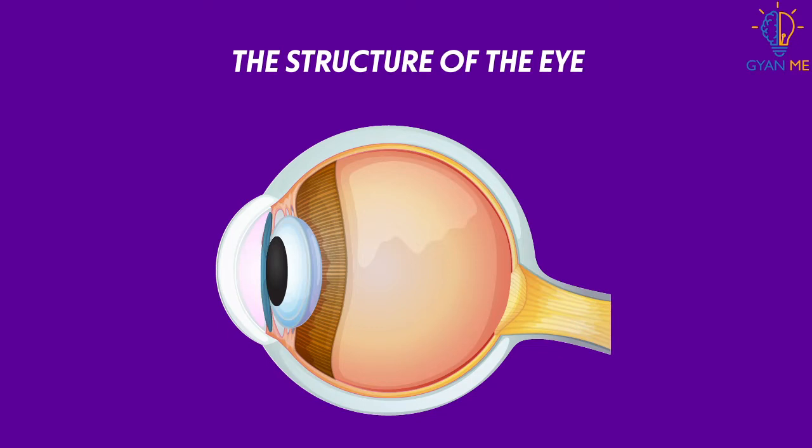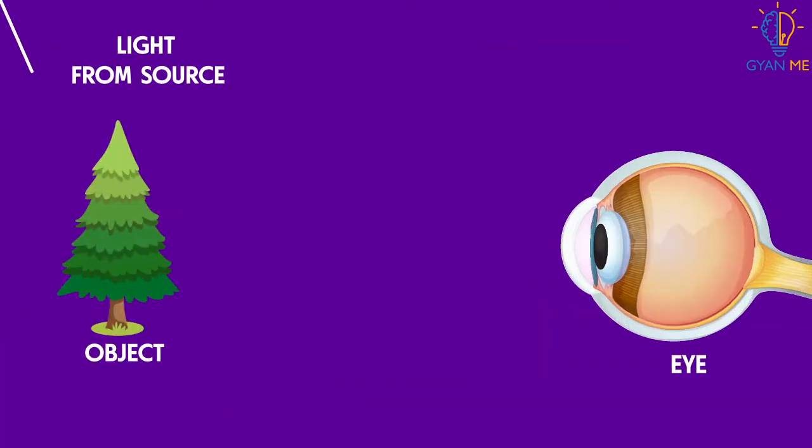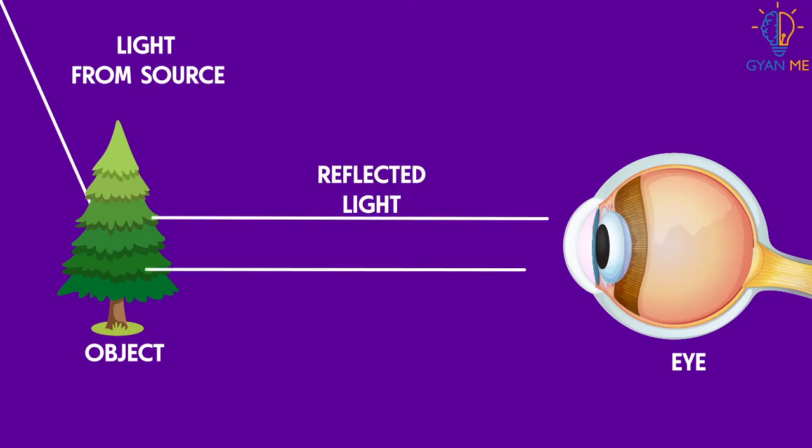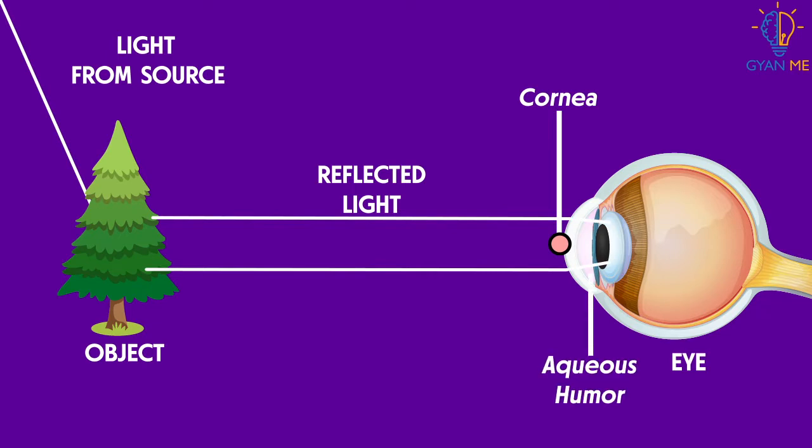Let's continue it. We know that light from a source strikes the object, the surface of the object reflects it, and this reflected light reaches our eye. It enters the cornea first, where maximum refraction occurs. Then it passes through aqueous humor to enter through the pupil. It is because of this iris around it.